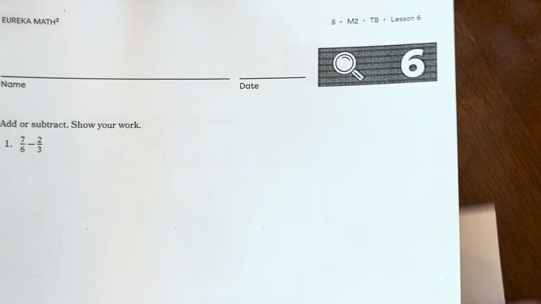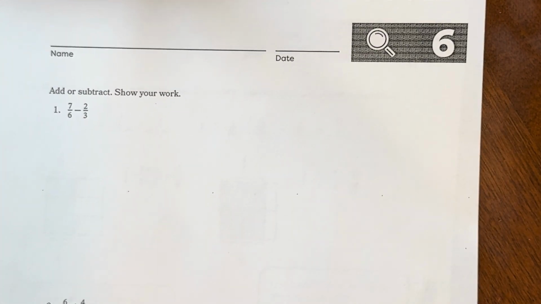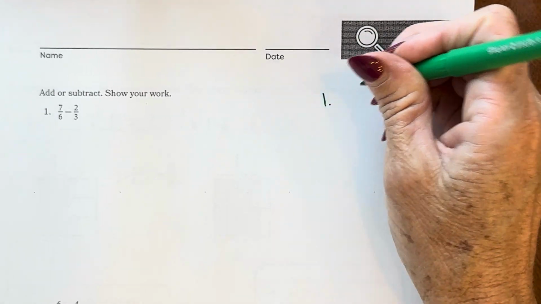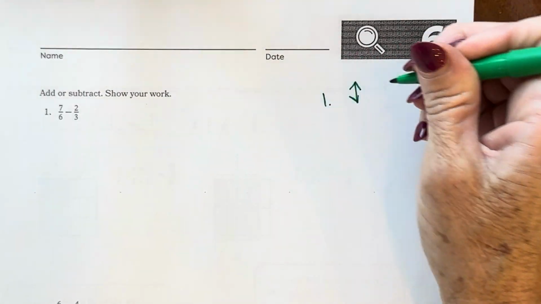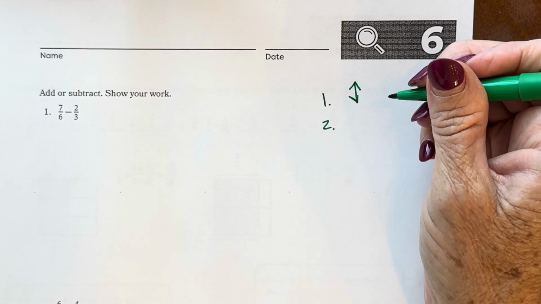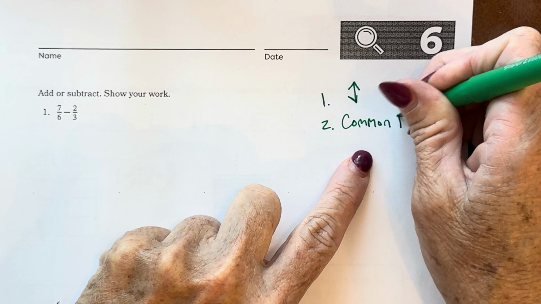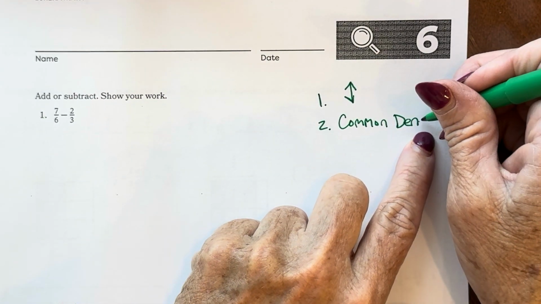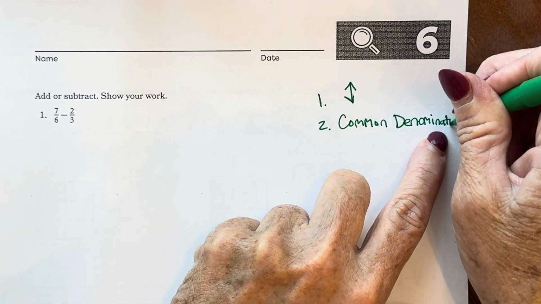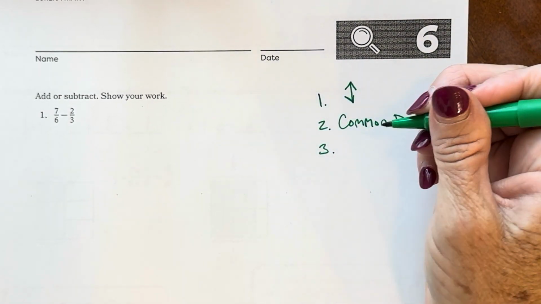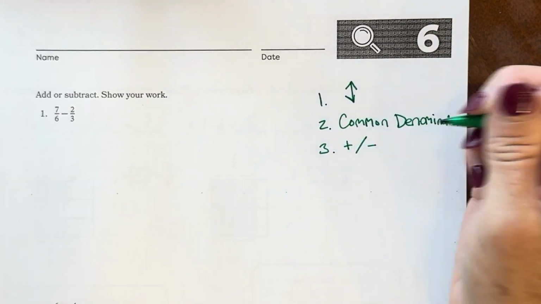Okay, so let's do some together. So here's our first problem. Okay, but before we get started, what are our steps? So we're going to practice writing these all the time. So I might write them over here on the side. So step 1 is we want to set up our problem vertically. Step 2 is we want common denominators. I'm going to have to squish mine, sorry friends. Step 3 is we can add or subtract, whatever they ask us to.